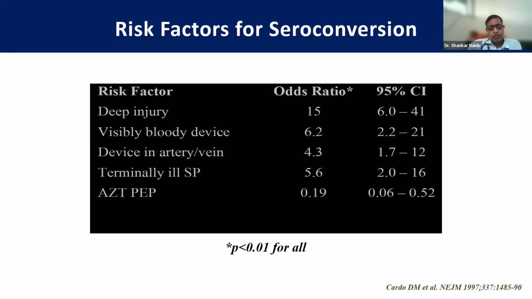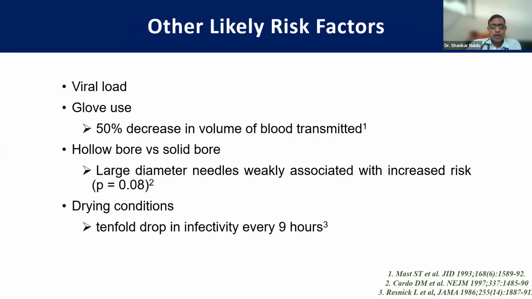Then visibly bloody device 6.2, device in an artery or vein 4.3, terminally ill seropositive person 5.6, and if the exposed person is started on PEP, then the odds ratio is much less, that is 0.19. So this indicates that use of PEP would decrease the chances of seroconversion.